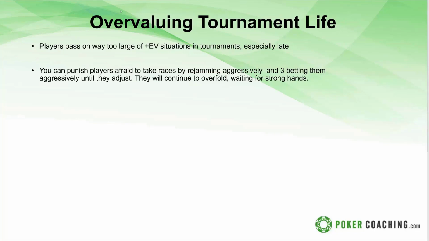Finally, I wasn't sure if I was going to go over this or have time, so I didn't really have a slide for it, but I'll talk about it. Overvaluing tournament life. Players pass on way too large of plus EV situations in tournaments, especially late in tournaments, because of tournament life. And yes, ICM is a thing, but I'm talking about middle stages too. They greatly overestimate how wide of EV situations you should be passing on.